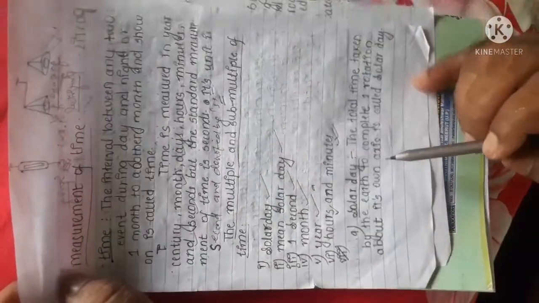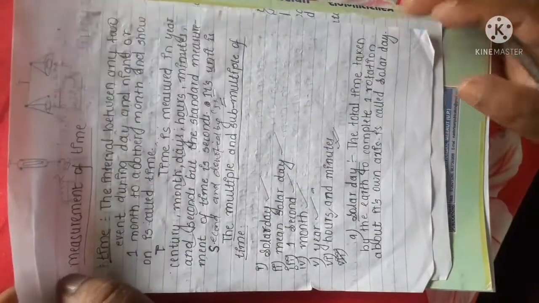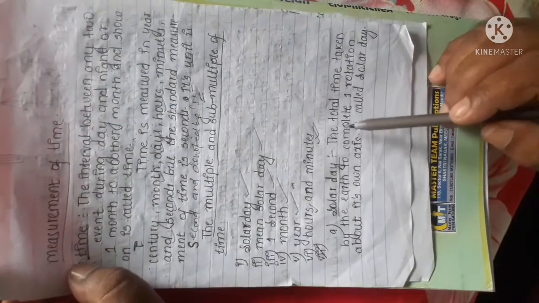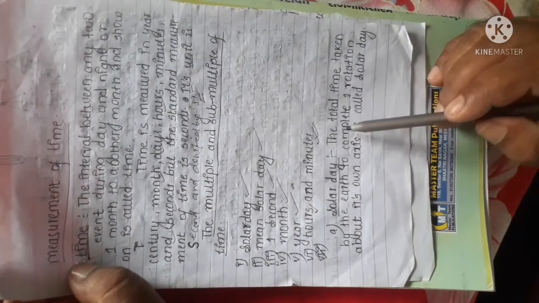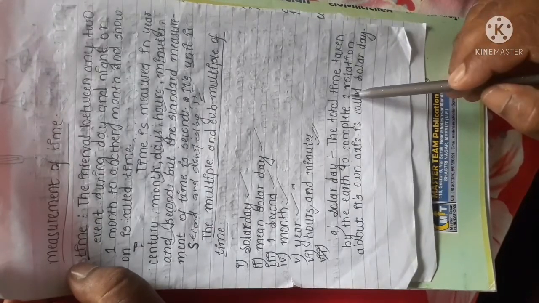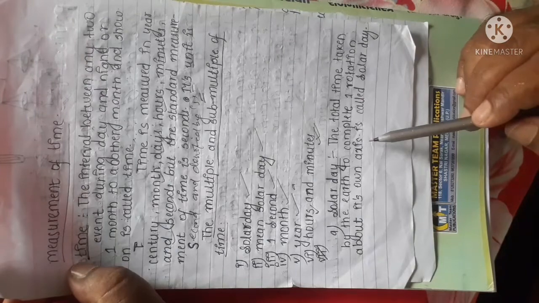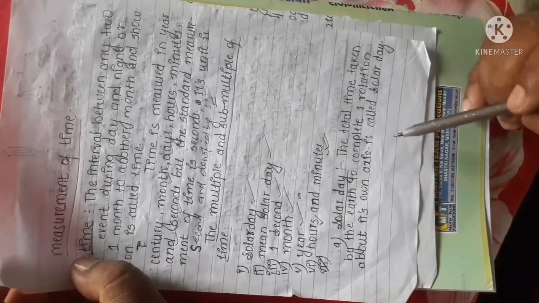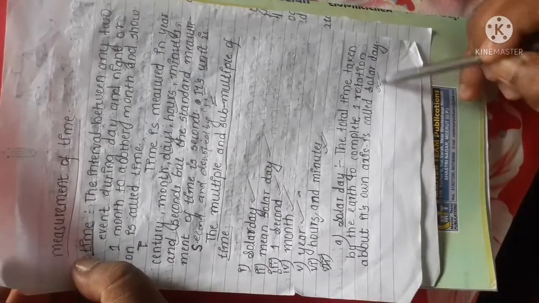Now let's see what a solar day is. Solar day may be defined as the total time taken by the earth to complete one rotation about its own axis. Rotation about its own axis is called solar day.